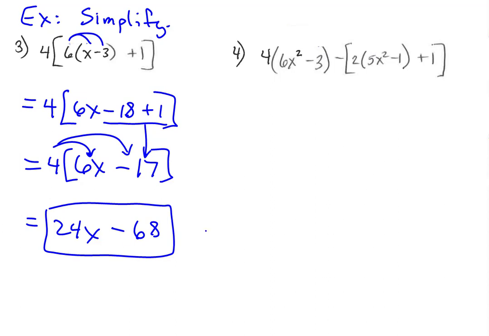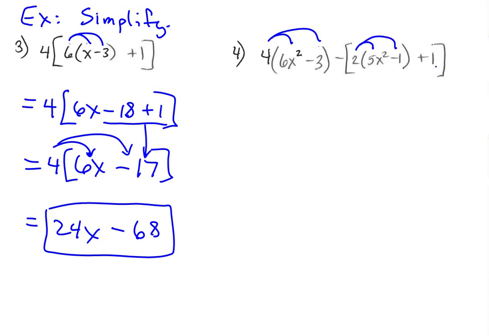If we move on to the fourth example here in this segment, we could do something similar. This one reads 4, open parenthesis, 6x squared minus 3, close parenthesis, minus, open bracket, 2, open parenthesis, 5x squared minus 1, close parenthesis, plus 1, close bracket. Now, we'll want to do some distributing right away. We want to dive down as much as we can with it as well. You'll notice two chances to distribute. The 4 could be distributed to the parentheses that follow it, and inside the brackets, the 2 could be distributed into the parentheses that follow it.